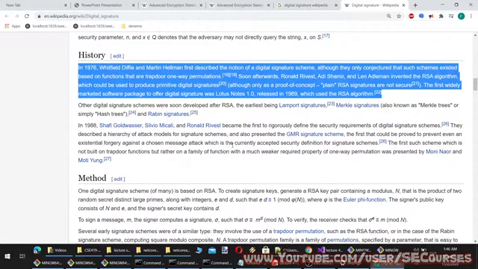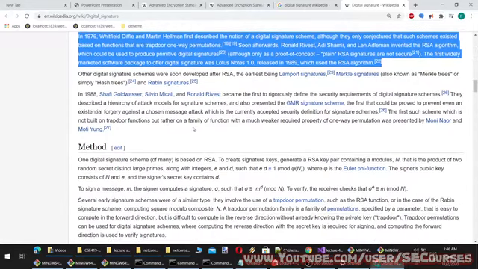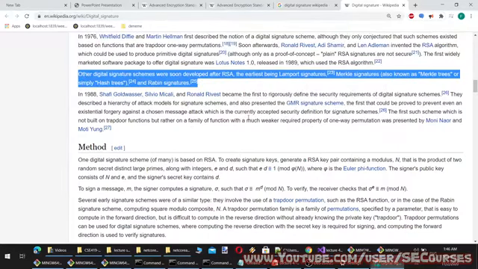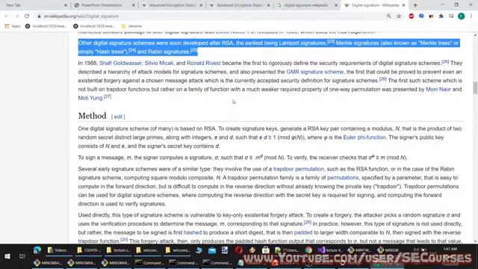The first widely marketed software package to offer digital signatures was Lotus Notes 1.0, released in 1989, which used the RSA algorithm. Other digital signature schemes were soon developed after RSA, the earliest being Lamport signatures, Merkle signatures, also known as Merkle trees or simply hash trees, and Rabin signatures.